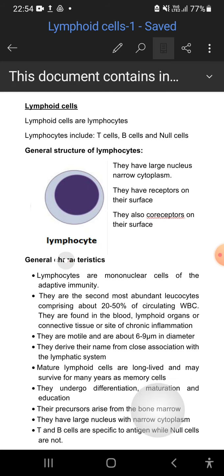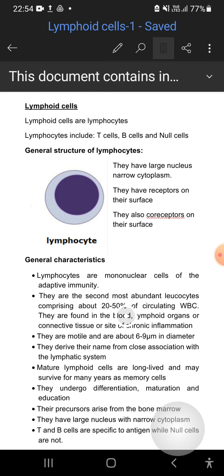General characteristics: lymphocytes are mononuclear cells. That means they have a single nucleus. Remember, neutrophils have a single nucleus which is lobed. In these ones the nucleus is not lobed. So they are mainly involved in adaptive immunity, except null cells, which could also be involved in innate immunity. They are the second most abundant leukocytes. So they are found in blood and lymphoid organs mainly.